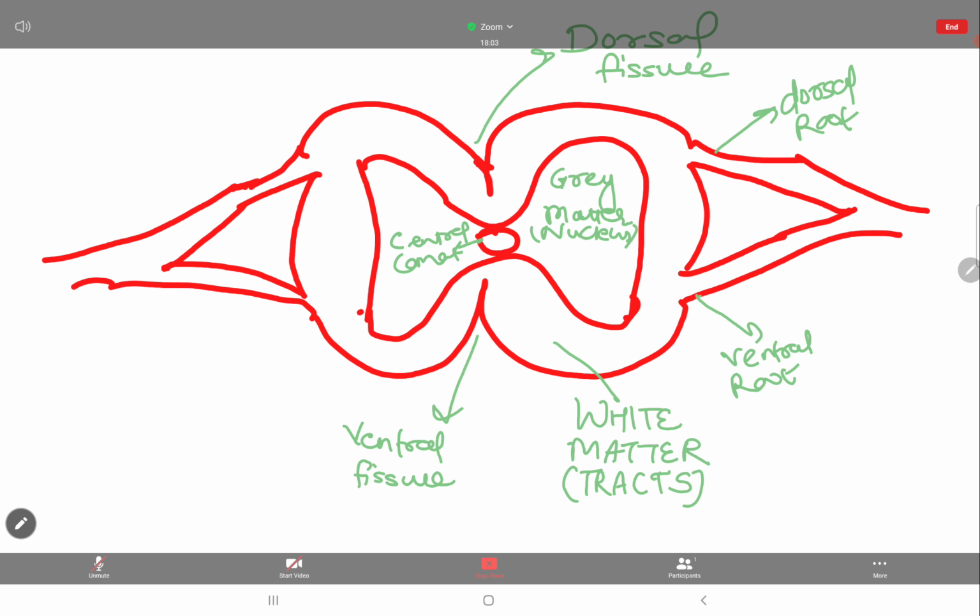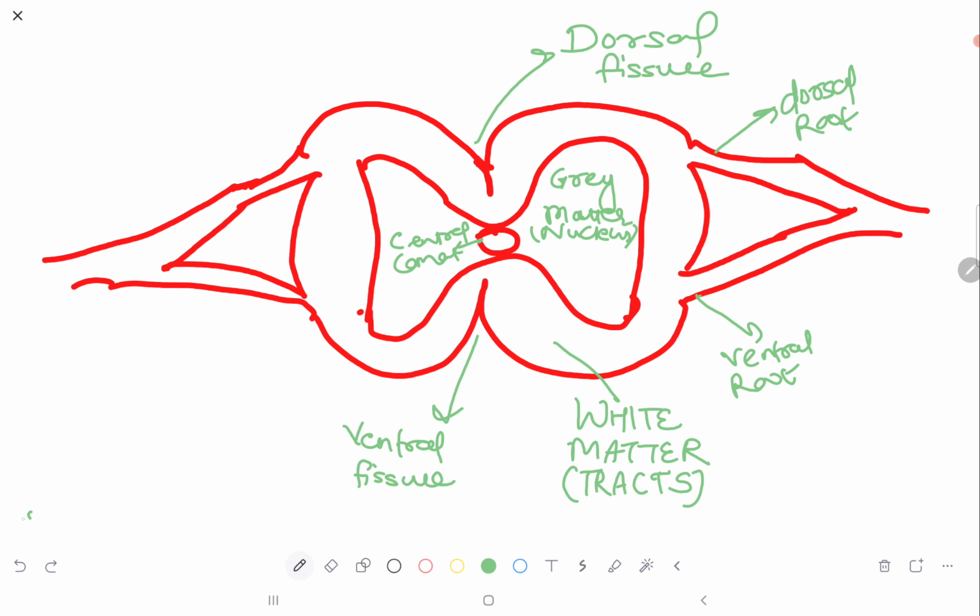Firstly, this is the dorsal fissure, and this is the ventral fissure. Now, this is the dorsal root, and this is the ventral root. Here we have sensory neurons, and here we have motor neurons, which when combined make the nerve, that is the mixed nerve.